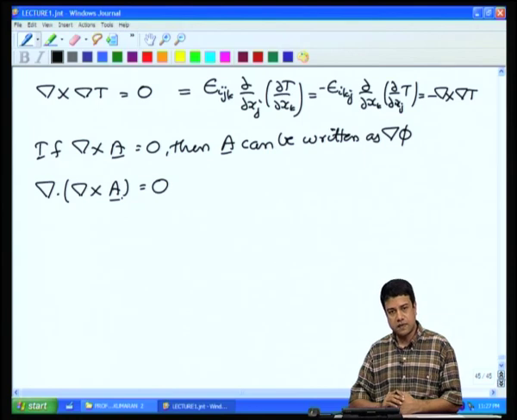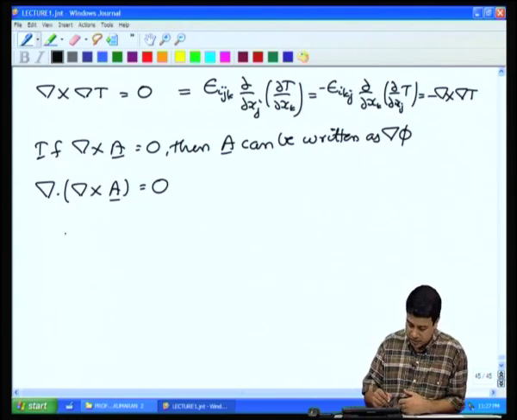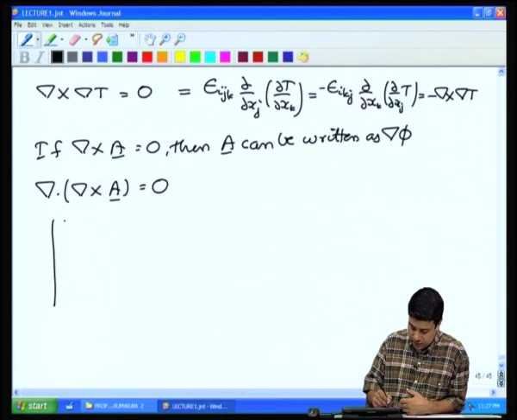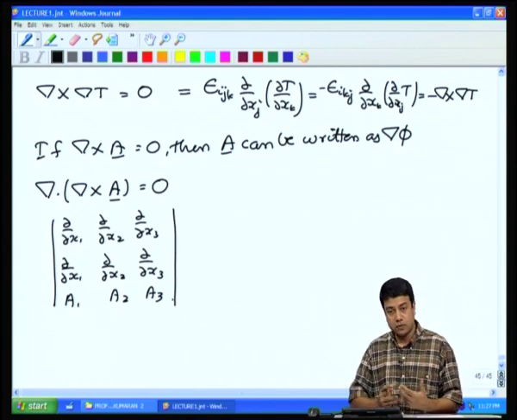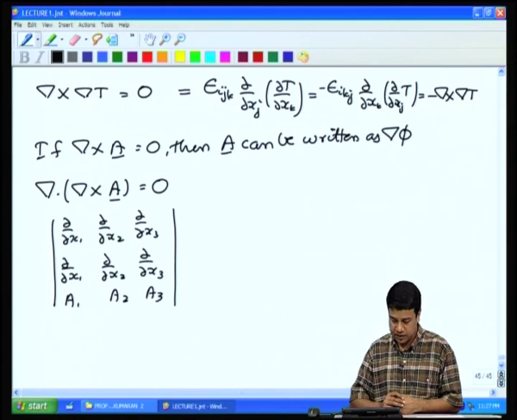The divergence of the curl of A is also equal to 0. This you can easily see: this is equal to the determinant with rows d by dx1, d by dx2, d by dx3, and so on. Two rows of this matrix are identical, therefore the determinant has to be equal to 0.